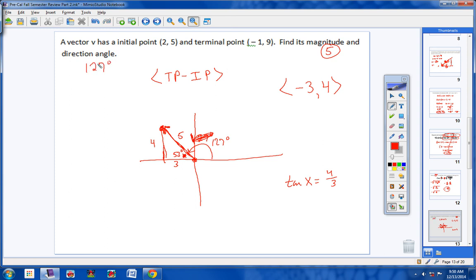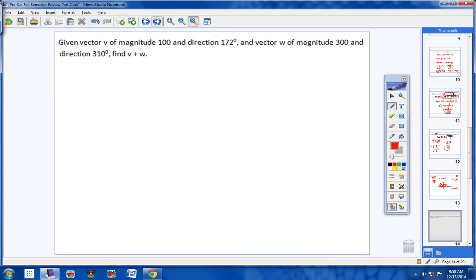Okay. Now if they wanted that in radians, you just simply convert it over, and it'd be really weird. It'd be 127 pi over 180. Alright, but we're not worried about that. We'll keep it in degrees. Okay, moving on. Now, the given vector v has this magnitude in this direction, and vector w has this magnitude in this direction.